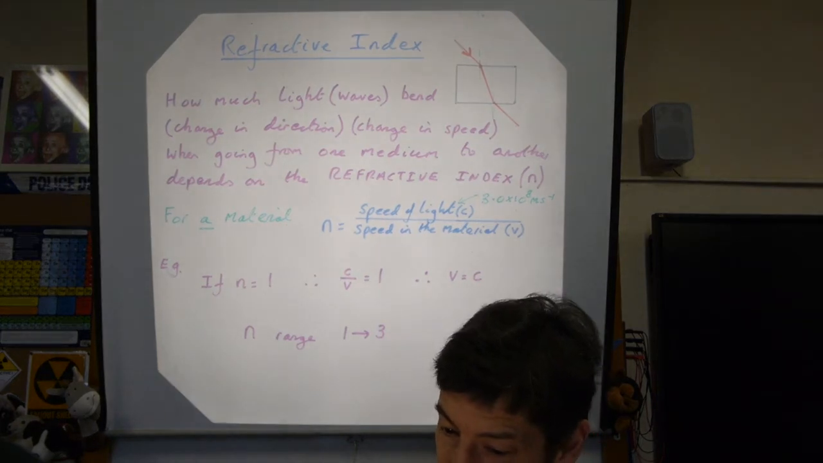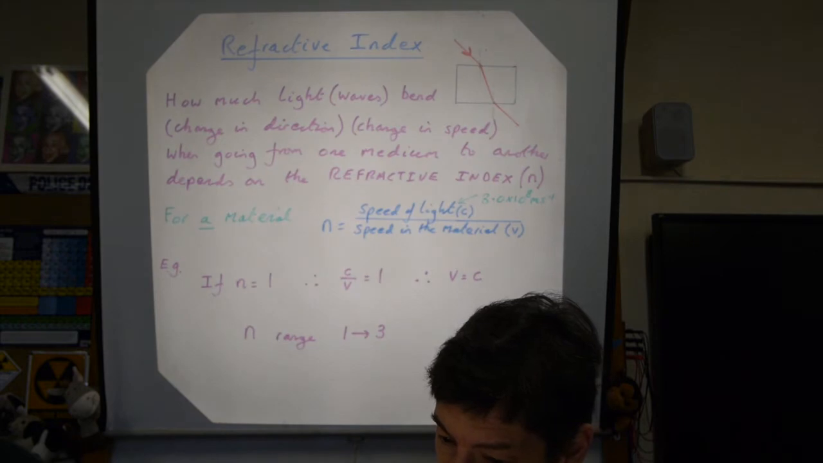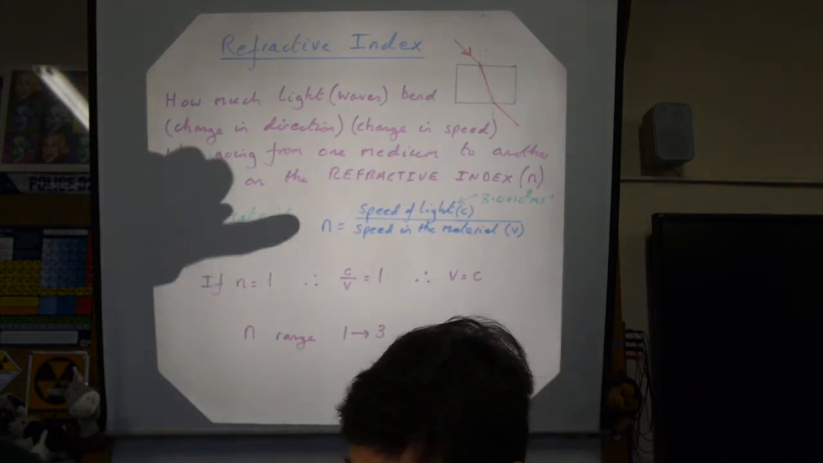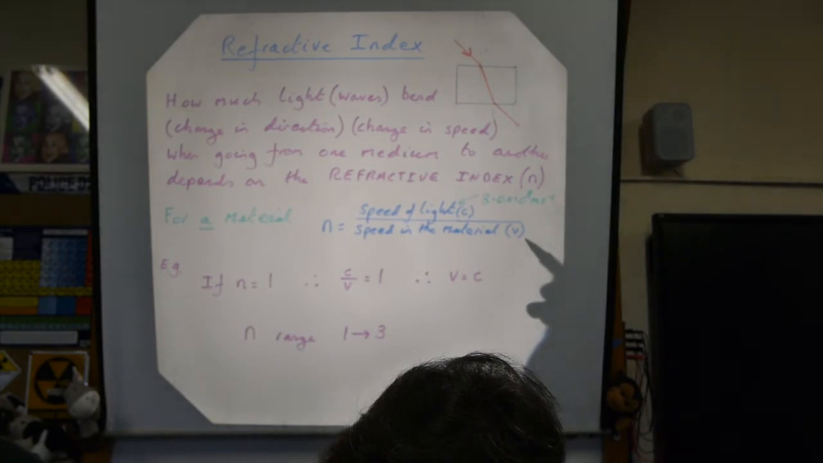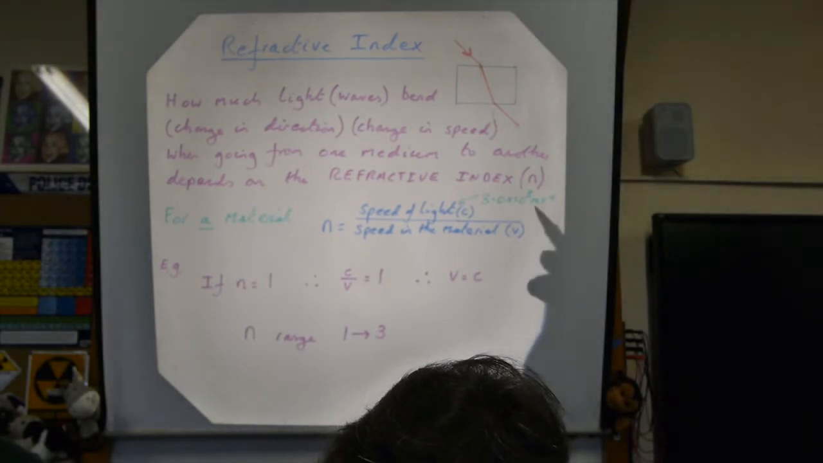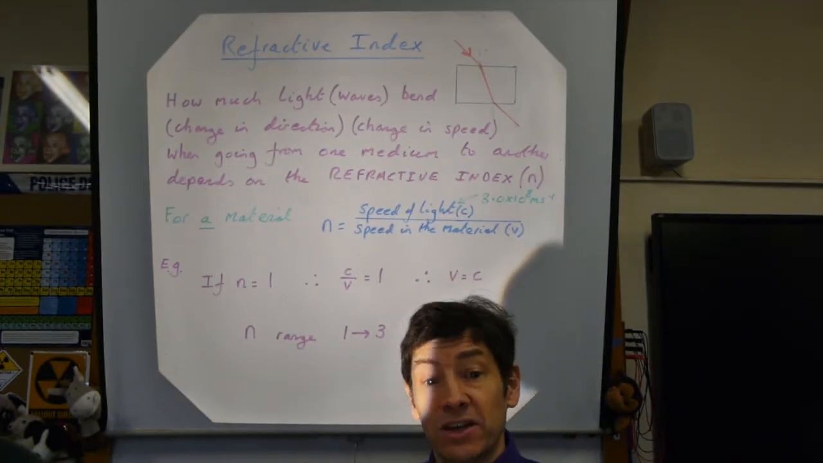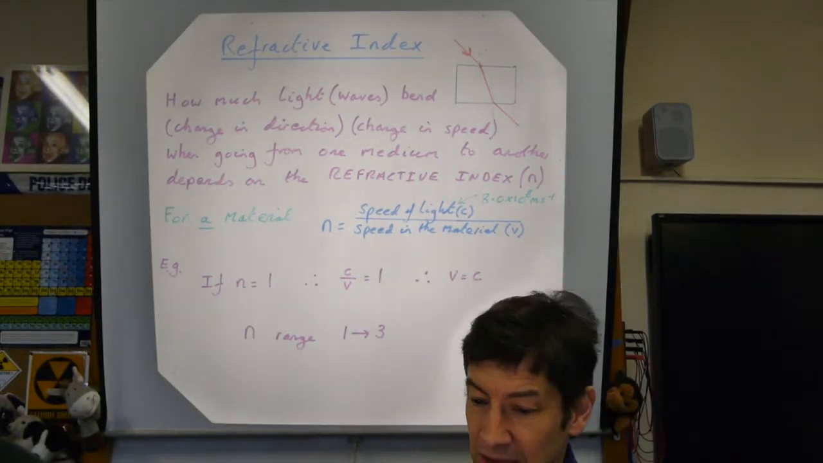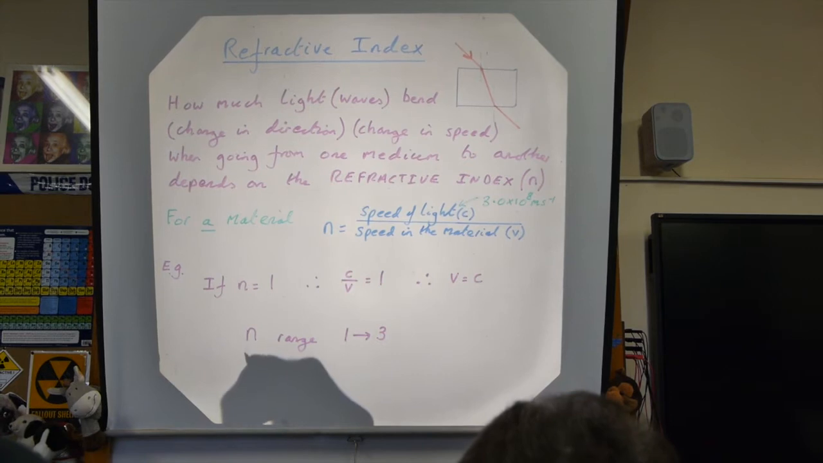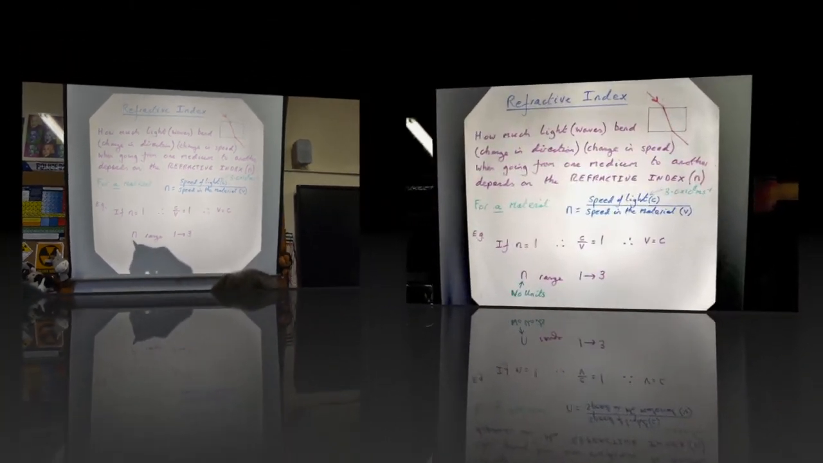Now, I finally wanted to point out, what are the units of n? Well, if n is meters per second divided by meters per second, or LT to the minus 1 divided by LT to the minus 1, then you'll notice that the refractive index is dimensionless. In other words, n here has no units.